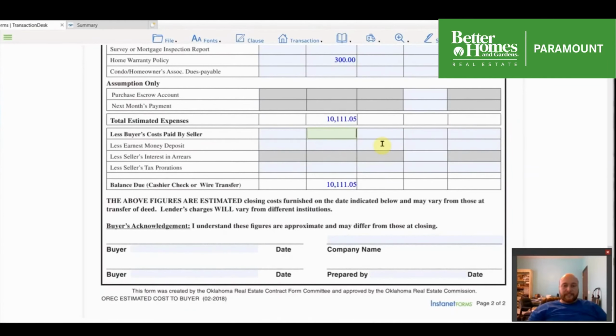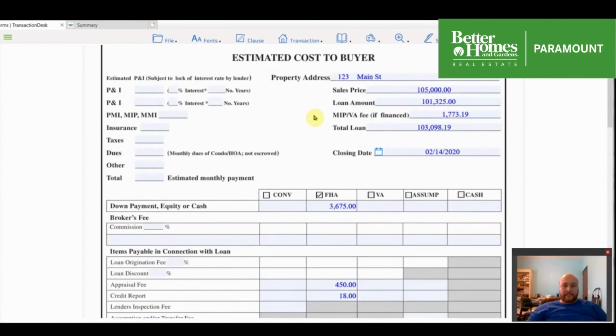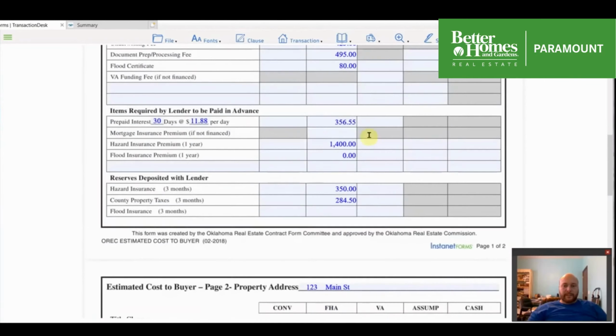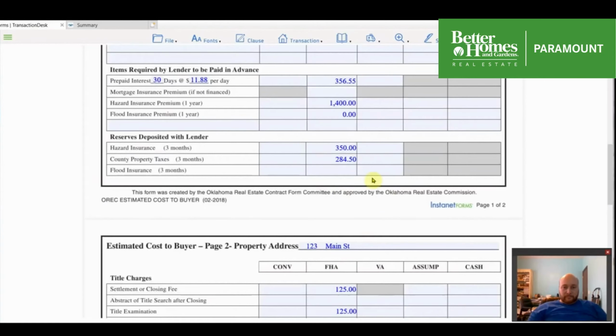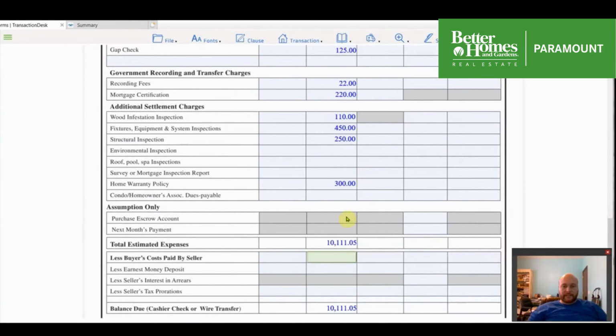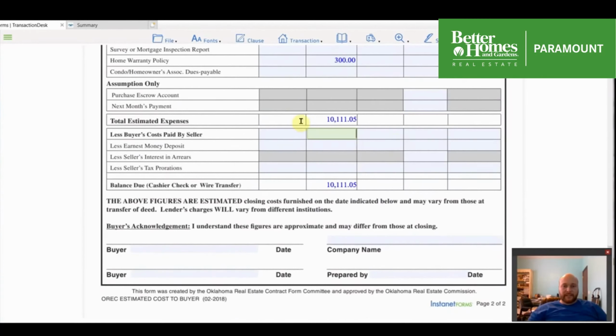So that's your total cost: down payment, mortgage cost, escrow cost, reserve cost, title costs, recording fee cost, and then inspection fee cost right there. And now let's say they're putting down $500 earnest money right there. That means when they come to the table, they'll need $9,611.05.